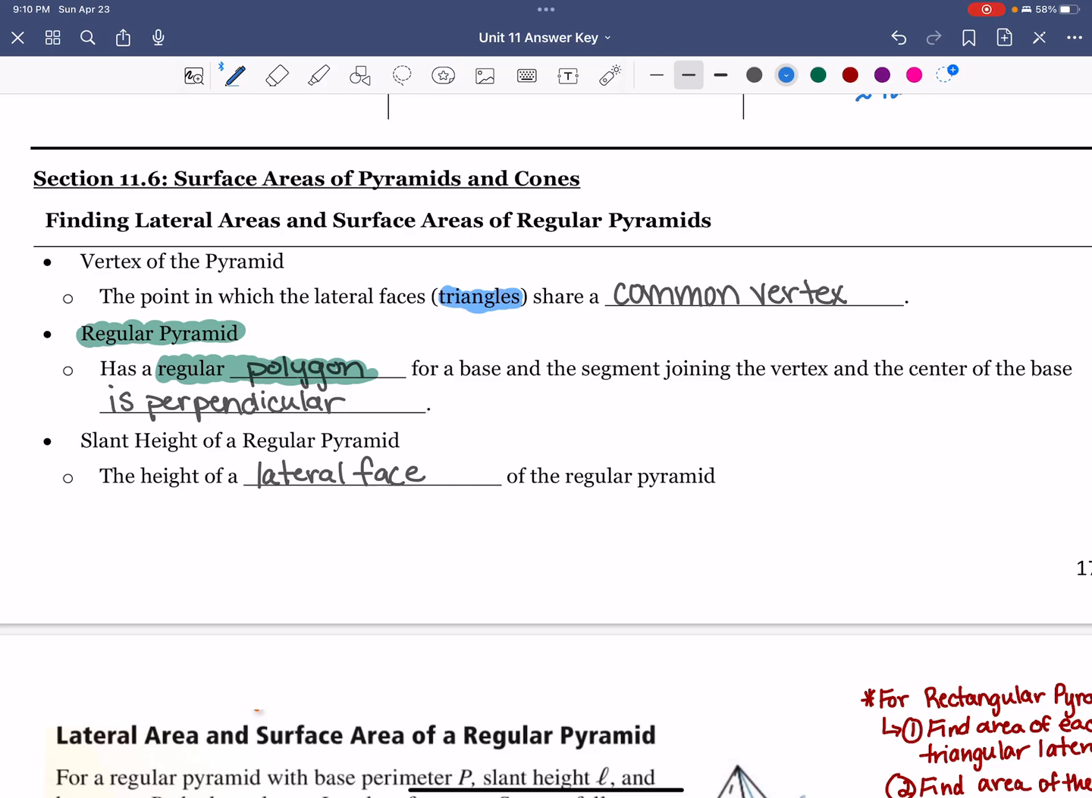Welcome back. This is section 11.6. We're going to talk about surface areas of pyramids and cones.